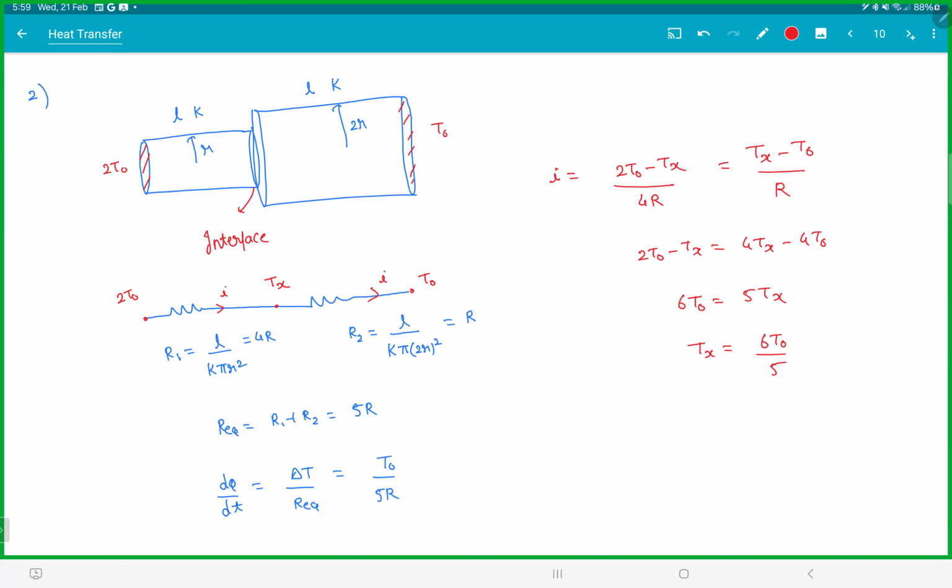Right, Lakshika? Is this making sense, everyone?